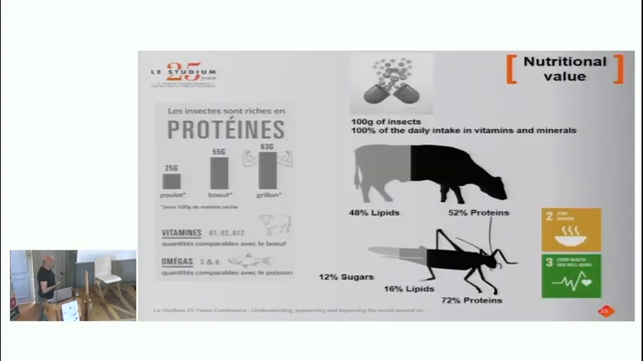The second reason is the nutritional value. I told you that insects are very rich in proteins. You find way more proteins than in beef or chicken. You can find a lot of vitamins and fatty acids. And only 100 grams of insects provide you enough vitamins and minerals each day. So by eating insects, you can reach SDG number 2 and SDG number 3.